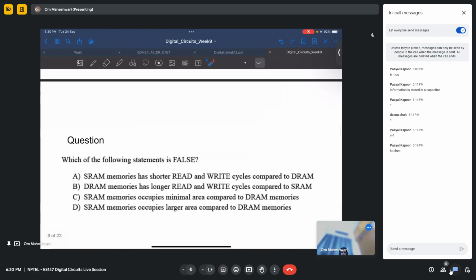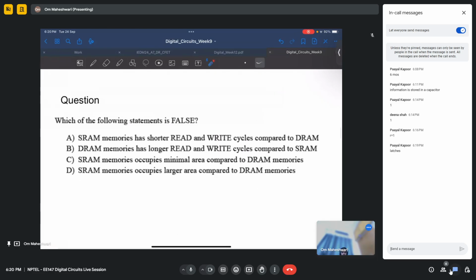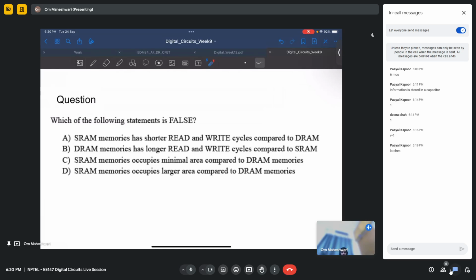Okay, next question. Which of the following statements is false? First, SRAM memories have shorter read and write cycles compared to DRAM. DRAM memories have longer read and write cycles compared to SRAM. SRAM memories occupy minimal area compared to DRAM memories. SRAM memories occupy larger area compared to DRAM memories. Right. So option C is the false one.